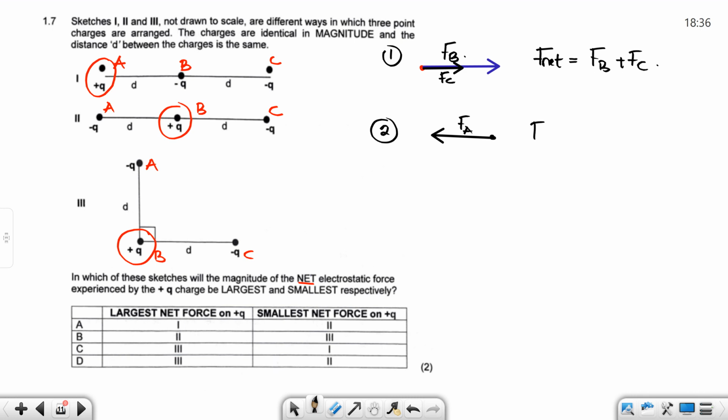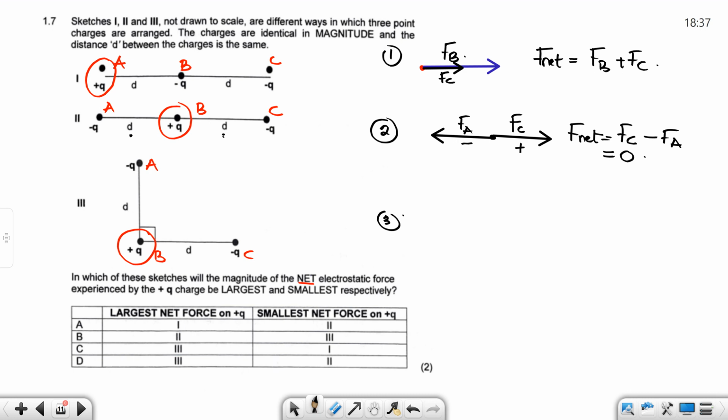Before we draw that, what about C? C will pull this towards its side. It's going to be in the opposite direction, right? So what do we have? F C. Our focus is on F net. Positive and negative, what do we have? F C minus F A. And because the distances are the same, the force experienced would be the same. So my answer will be 0.